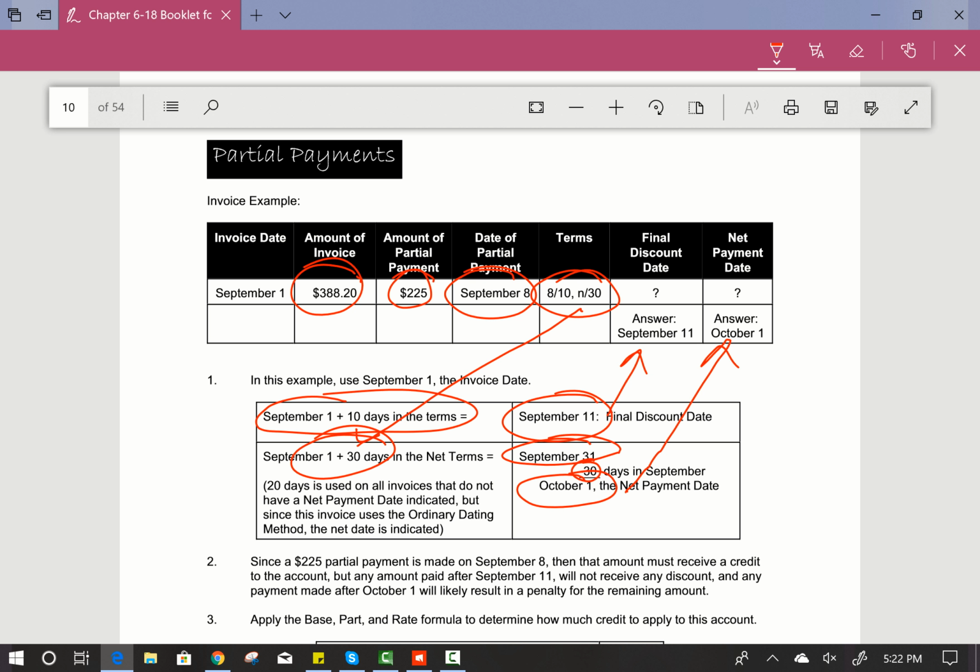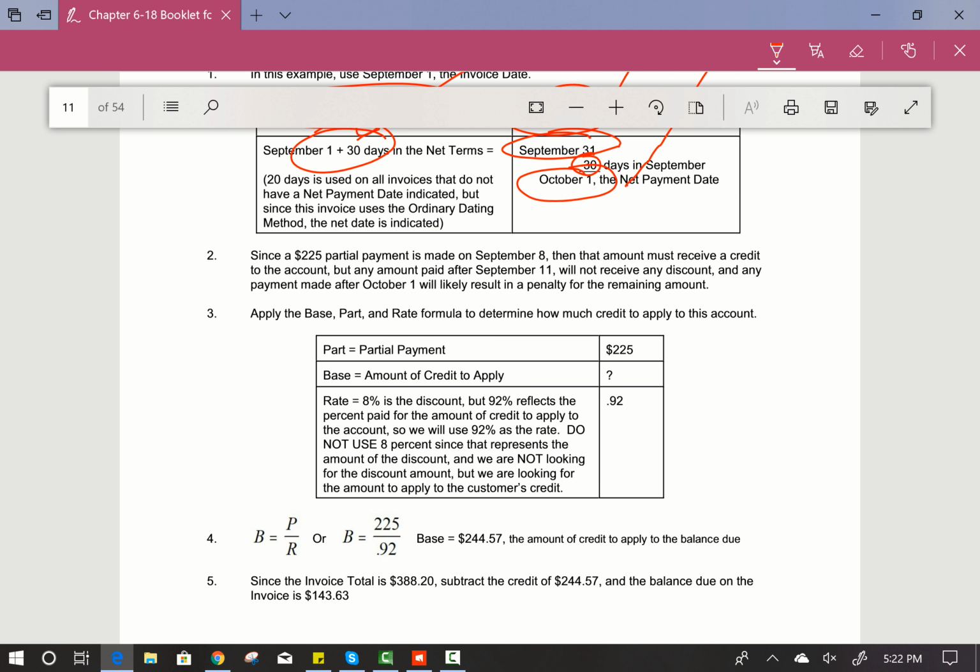Okay, so the partial payment was made on September the 8th, and the final discount date is September the 11th. So we are able to take part of that 8% discount. So in order to do that, since a $225 partial payment is made on September 8th, then that amount must receive a credit to the account. But any amount paid after September 11 will not receive any discount, and any payment made after October 1 will likely result in a penalty for the remaining amount. So we're going to apply the base, part, and rate formula to determine how much credit to apply to this account.